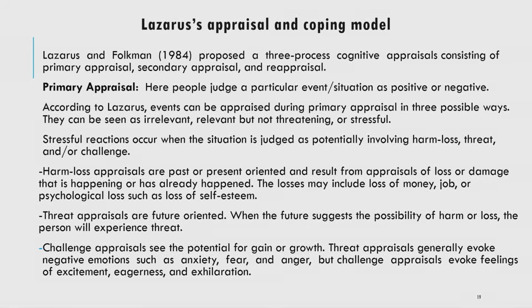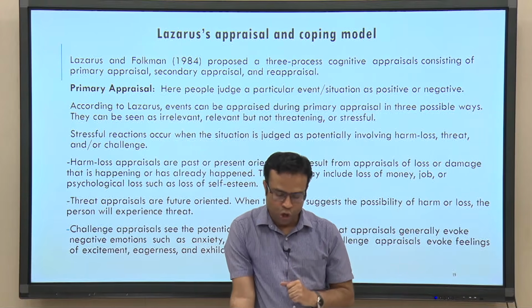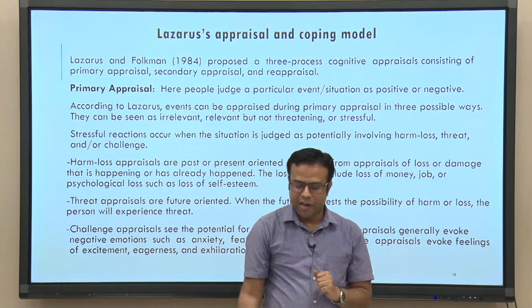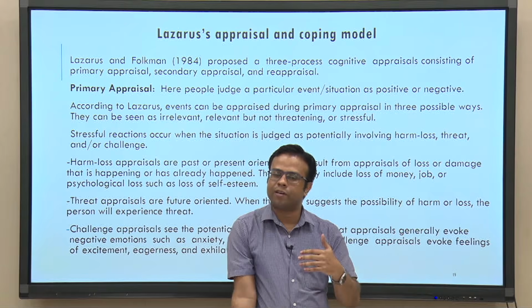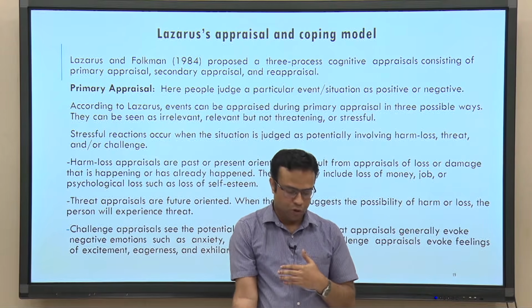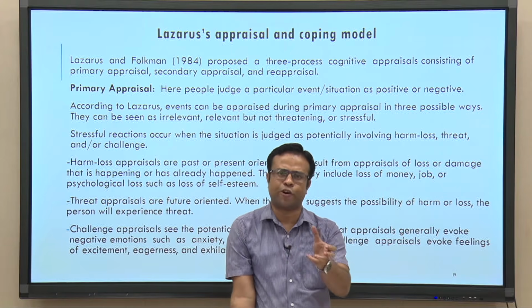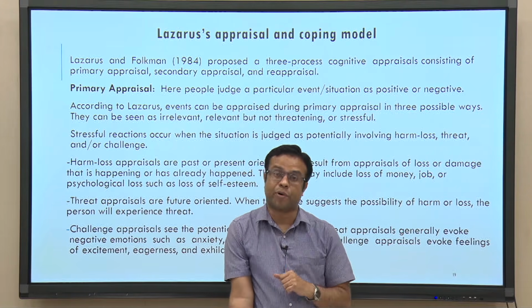Lazarus and Folkman, 1984, proposed three cognitive appraisal processes in the stress reaction model. One is primary appraisal, one is secondary appraisal, and the third is reappraisal. So, what is primary appraisal? In primary appraisal, people judge a particular event or situation as either positive or negative. At the initial level, whenever you encounter a situation, we judge that situation as positive or negative. That interpretation is called primary appraisal.